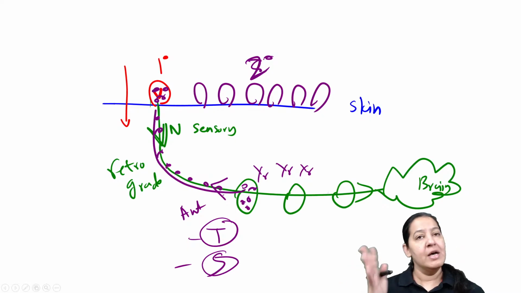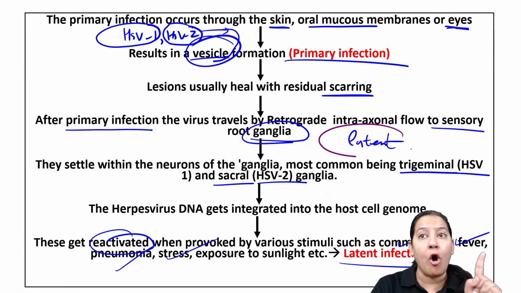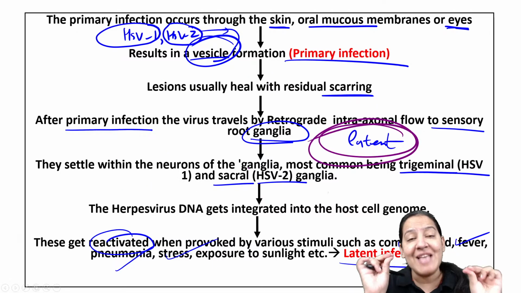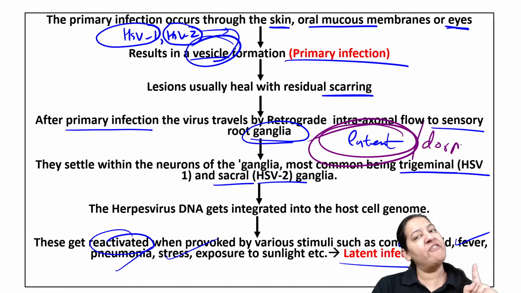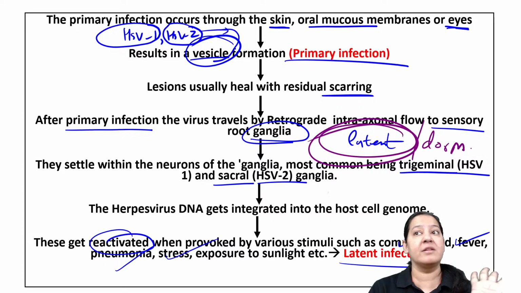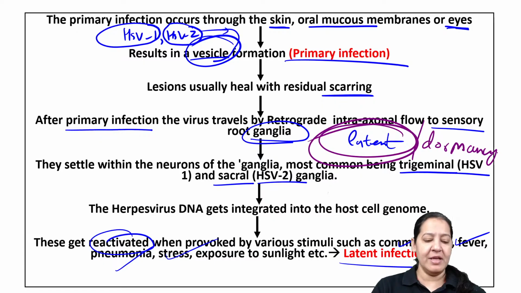This is latent infection. So latency is the hallmark of these viruses. These viruses have latency. You know the meaning of latency or dormancy. They have a special feature which is not present in other viruses: latency or dormancy. Give me a thumbs up.